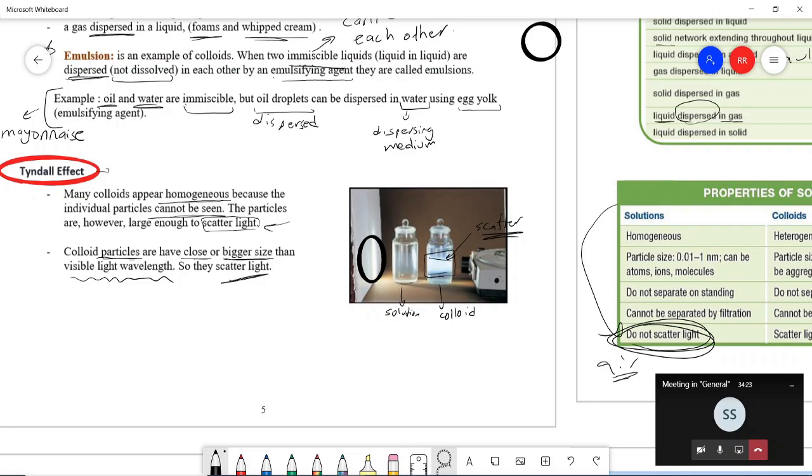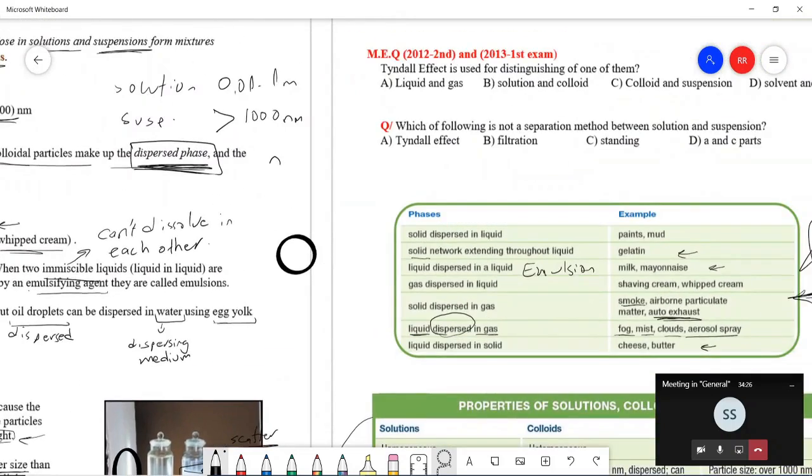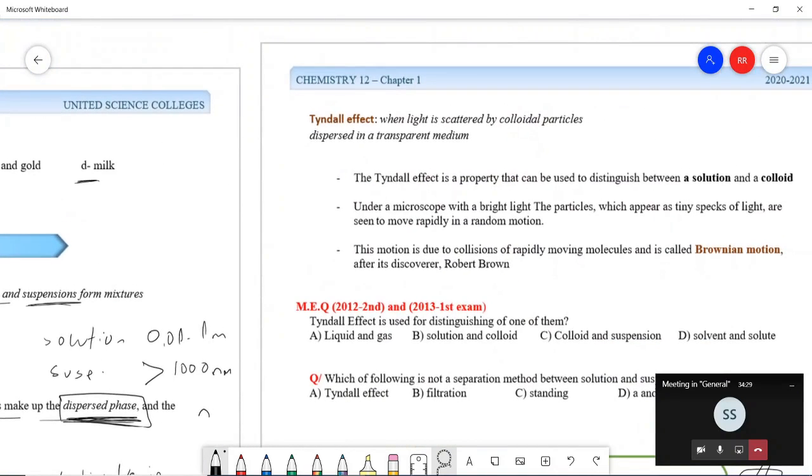Alright. So what do we call this effect? What do we call this property? We call it Tyndall effect. This scattering of light by colloid particles is called Tyndall effect. So Tyndall effect is a property that is special only for colloids. Only colloids have Tyndall effect. Not suspensions, not solutions.